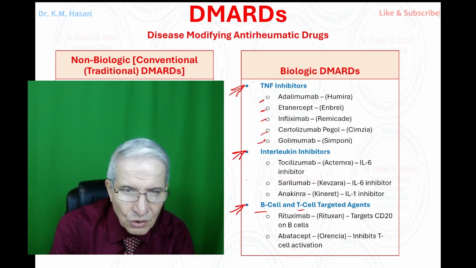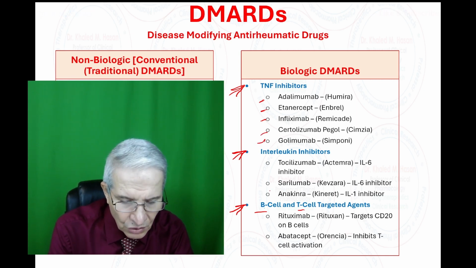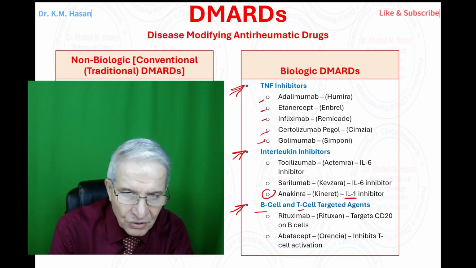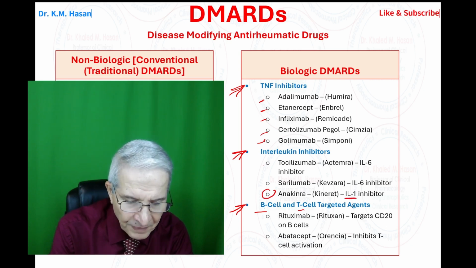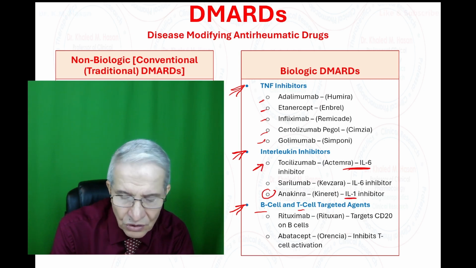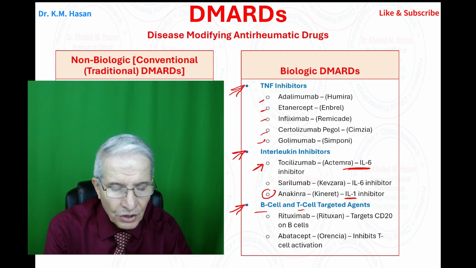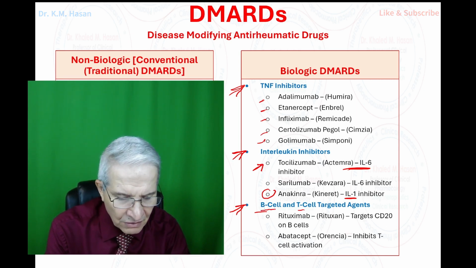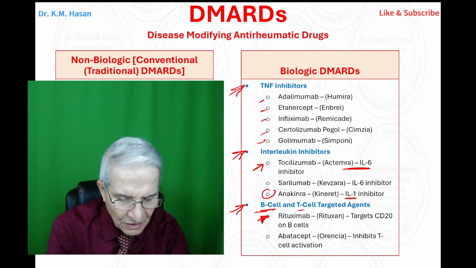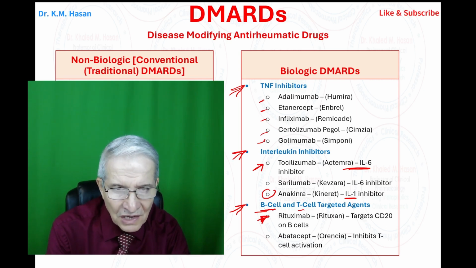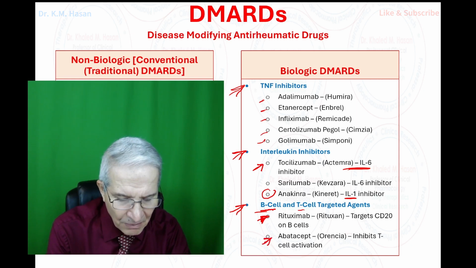Regarding the interleukin inhibitors, we have anakinra, which inhibits interleukin 1. Then we have tocilizumab, Actemra, which inhibits interleukin 6. Okay, moving to the B cell inactivation, we have rituximab, which inactivates or inhibits B cells. Then we have abatacept, which inhibits the T cells.